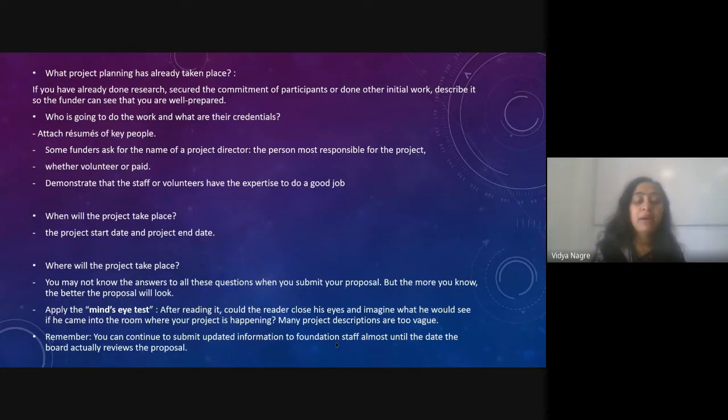Always apply the mind's eye test. What is the mind's eye test? Your explanation or your detailing should be such that if the person closes the eyes, the whole picture should be visible in front of the inner eye of the mind. Only then, if a person can visualize it better, can the person understand it better, and guess better what kind of benefits or what kind of conclusions or outcome will come from your proposal, from your research, or from your project, and then they will feel convinced to give you the funds.